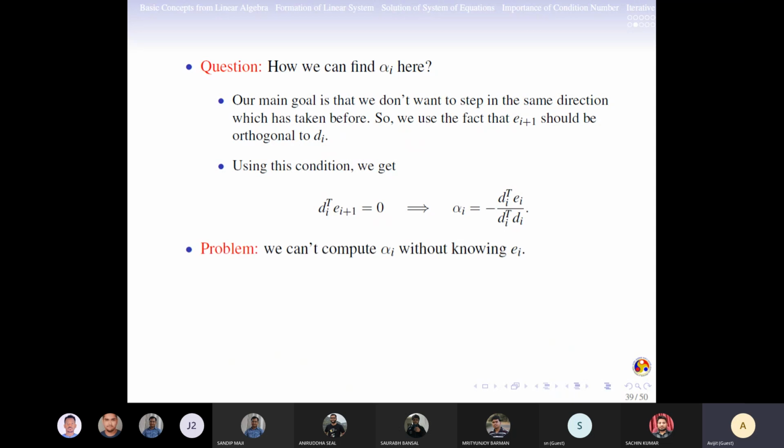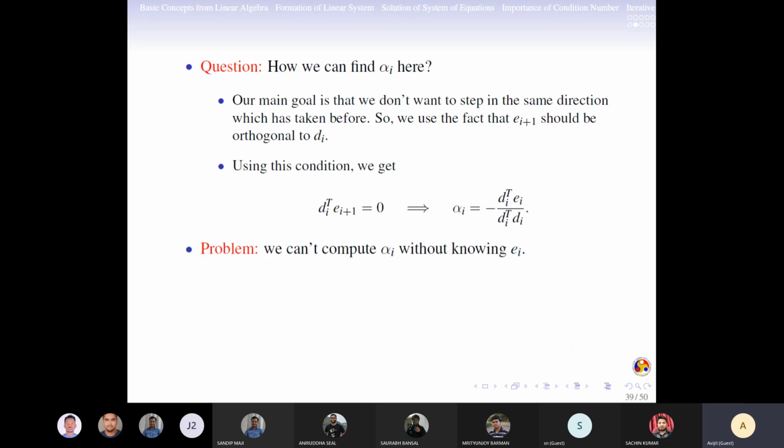Okay, now there is a problem. What is the problem? If you want to compute alpha i, you have to know ei. But if you know ei, then you have already solved the problem, because unless you compute alpha i, you do not get xi, and then you can't compute ei.